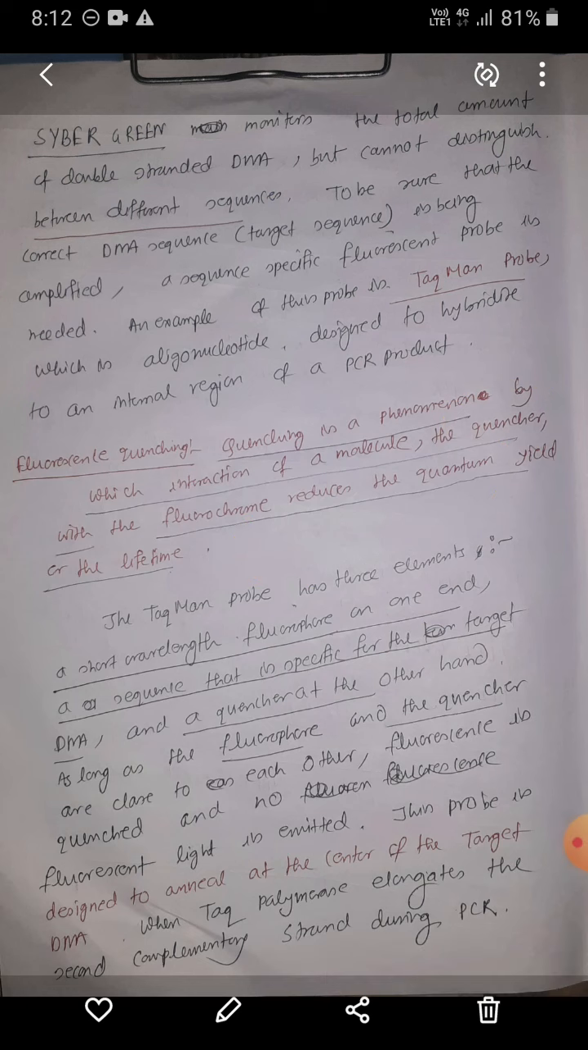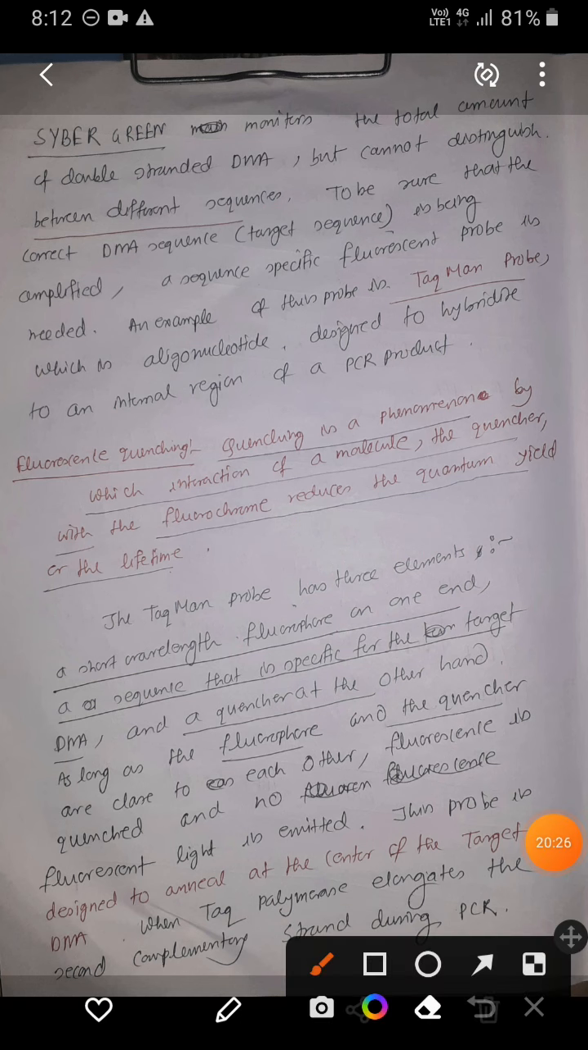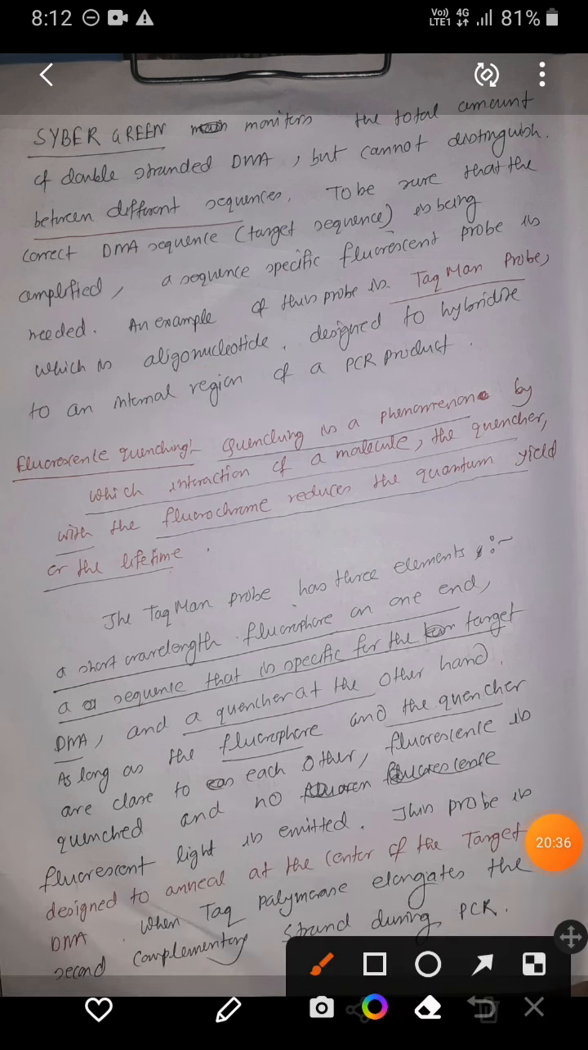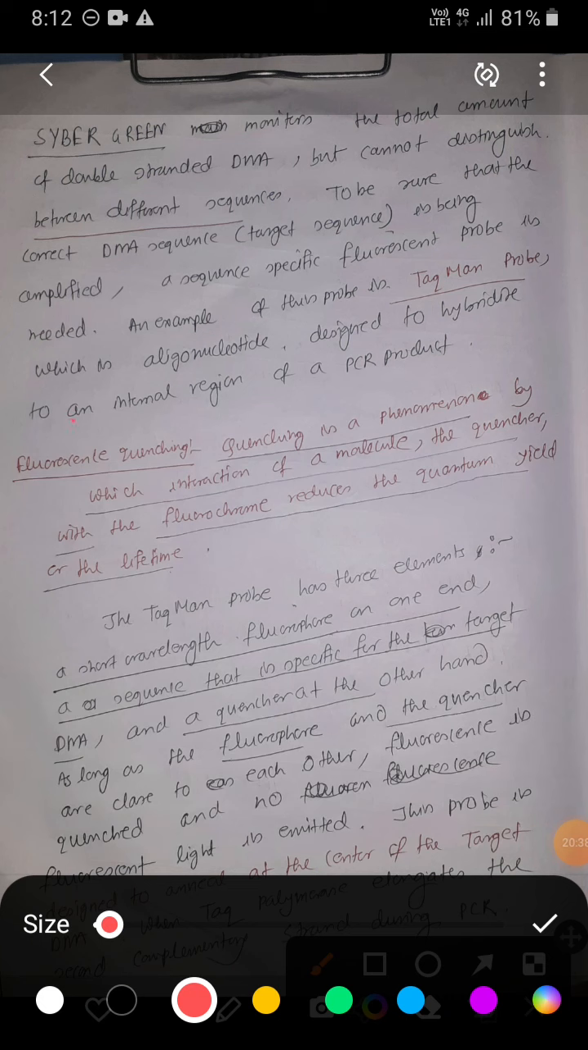In simpler words, the TaqMan DNA probe has three elements. One is our short wavelength fluorescent probe. Another one is the sequence that is complementary to the target DNA molecule, and another one is the quencher.